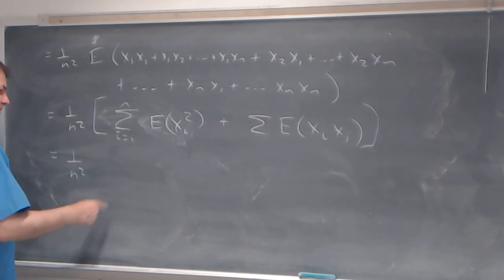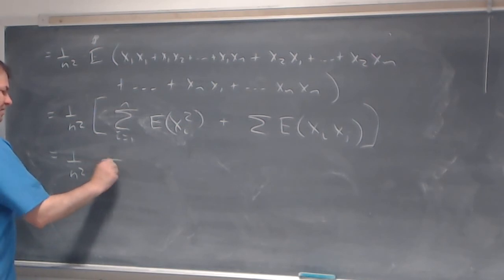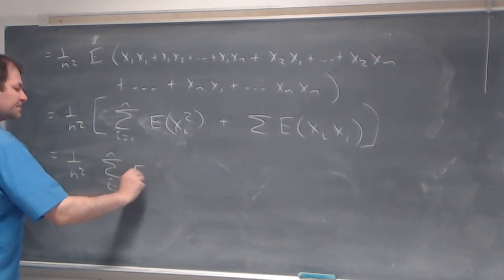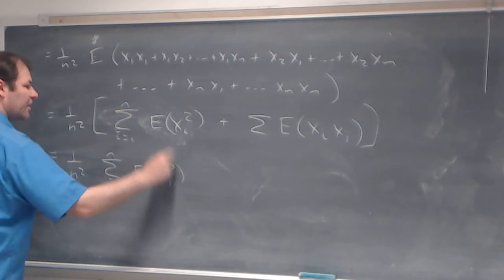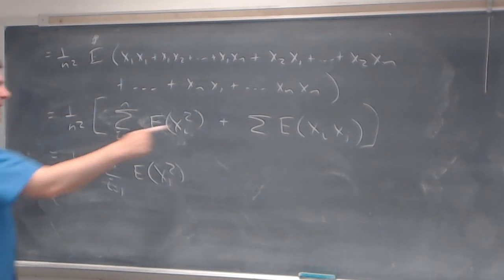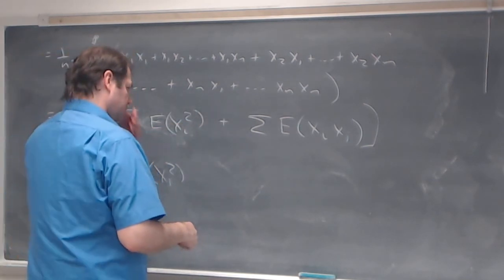Because they're identically distributed, this is the same thing as the sum from 1 to n of just the expected value of x sub 1 squared. They're all the same. These expected values are all the same for the square because they're identically distributed. Let's talk about how many of these there are.